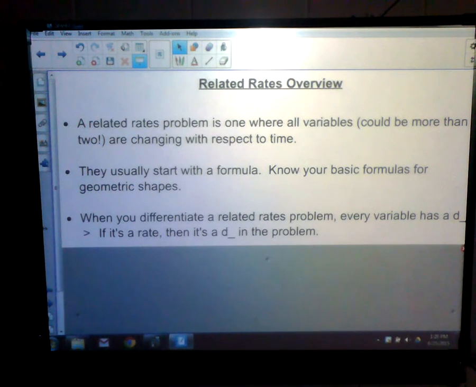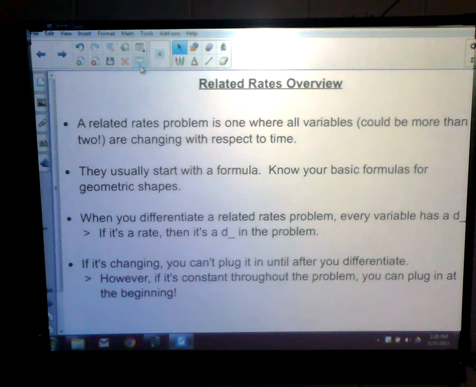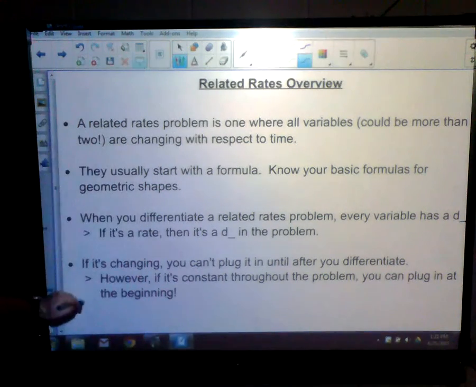When you differentiate a related rates problem, every variable has a d something with it. If it's a V, it's going to be dV. If it's a rate, then it's a d something in the problem. Think of it like an implicit differentiation problem, but everything is implicit. If it's changing, you can't plug it in until after you differentiate. So if a variable is changing, it's getting longer or shorter or taller or whatever, you cannot plug it in until after you differentiate. However, this is what we're going to talk about today. If it's constant throughout the problem, you can plug it in at the beginning. That saves you a lot of time.